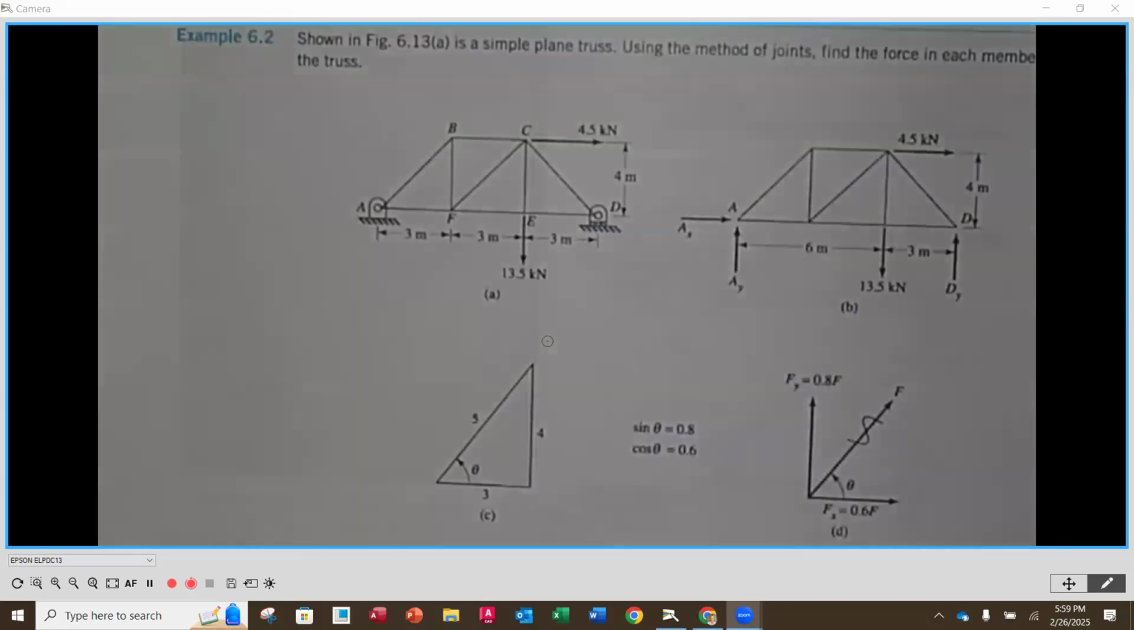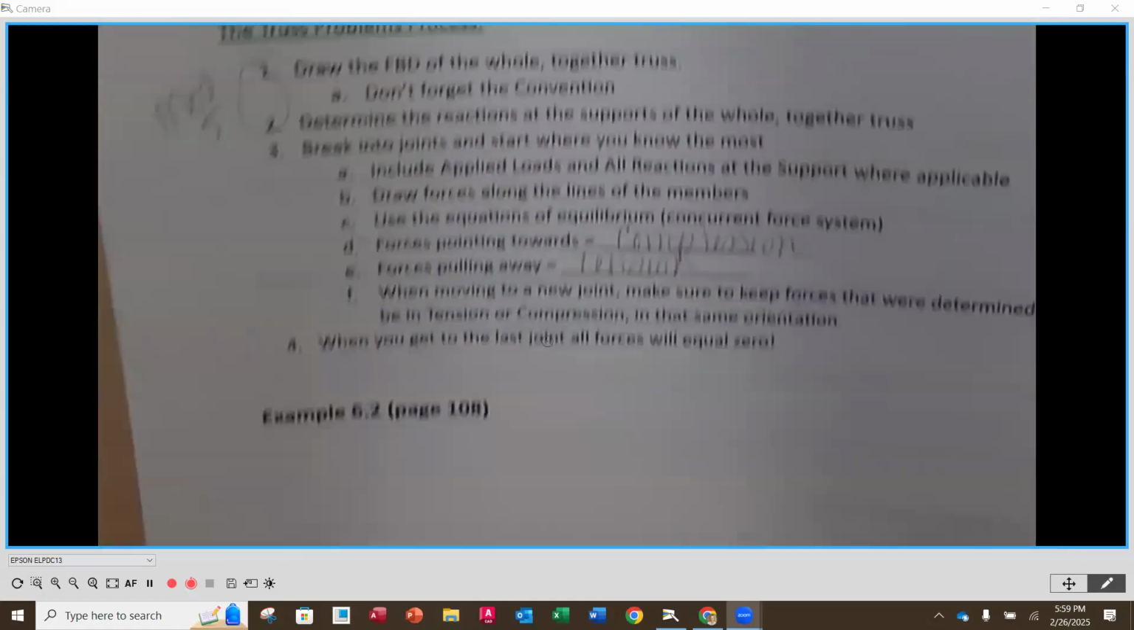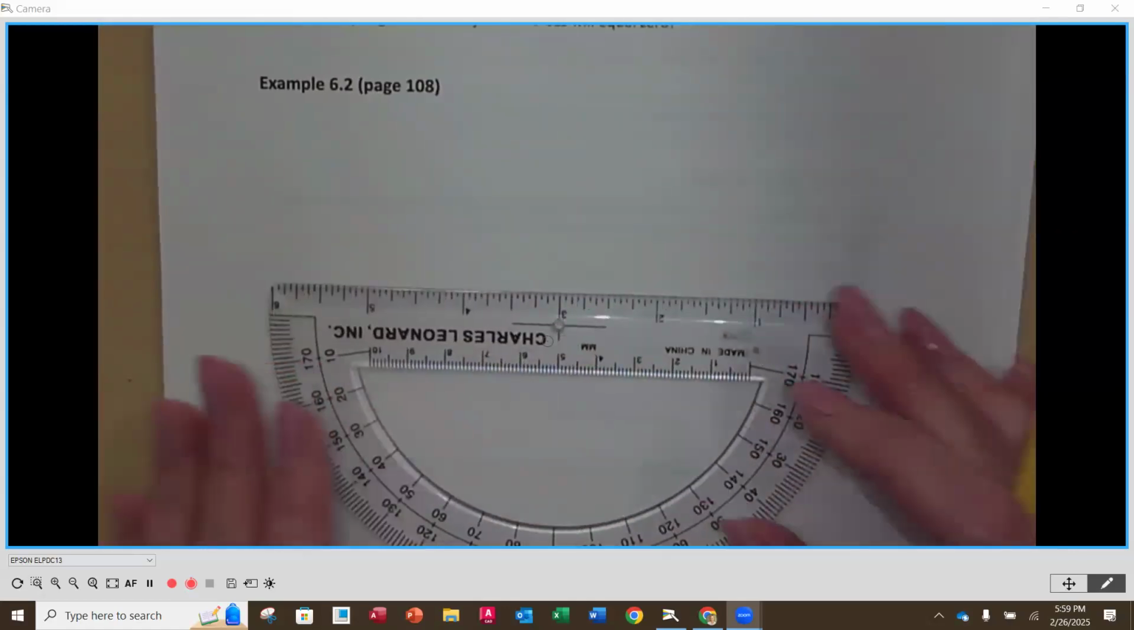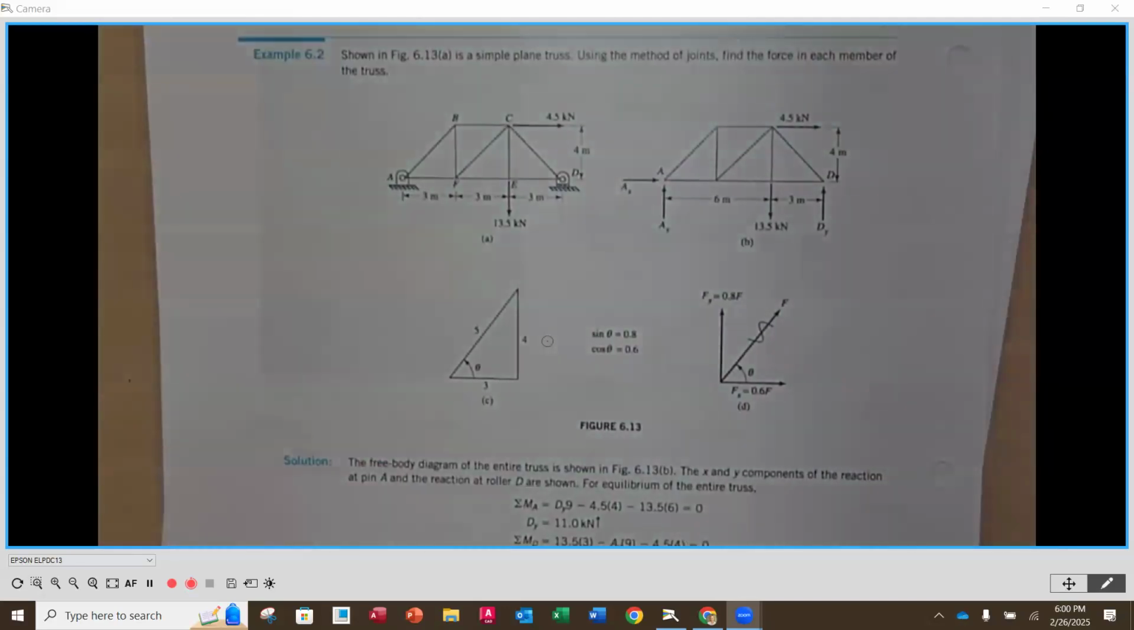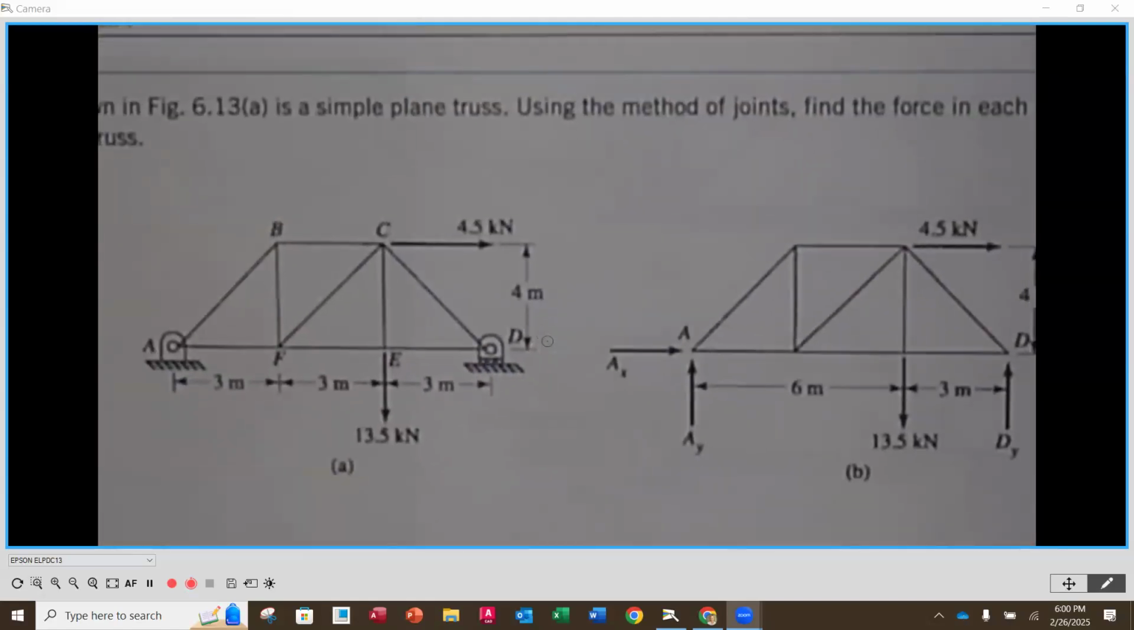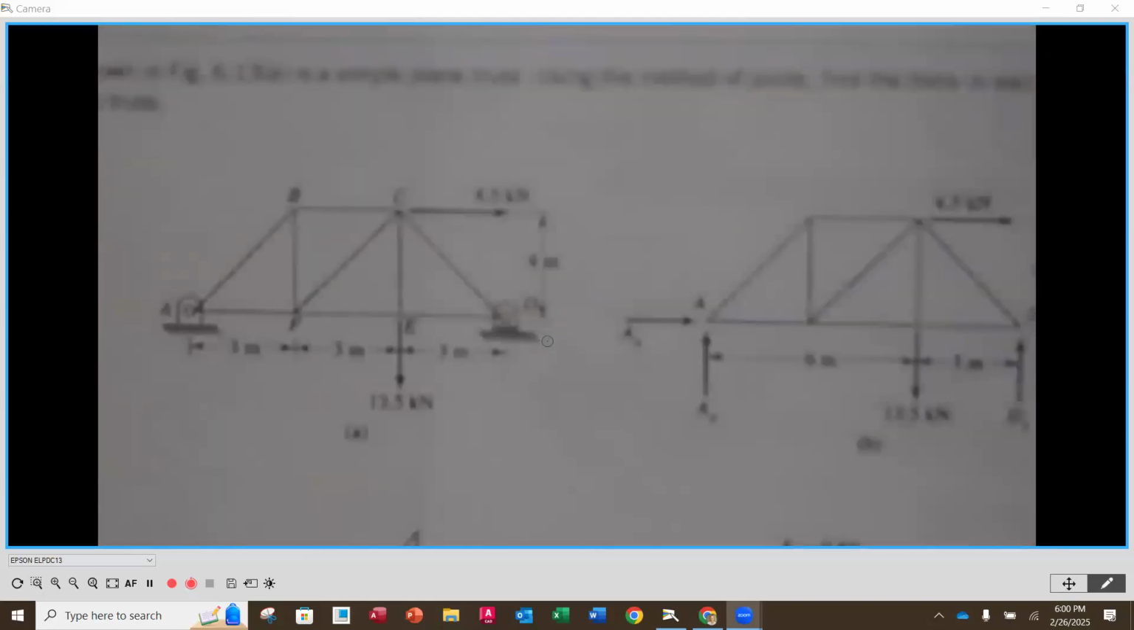So first things first, we are going to draw our free body diagram in the space that we have provided here for our guided notes. So that's what I'm going to do here. What I'm going to do is I'm going to do it on the side, in case you don't have the PDF up, I'm going to put on the screen here.